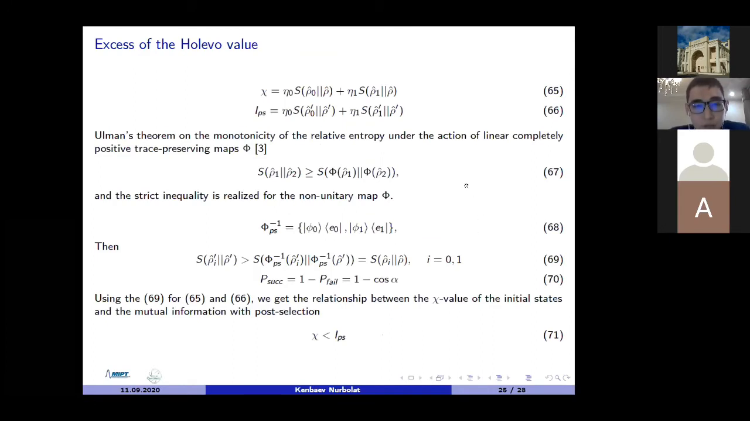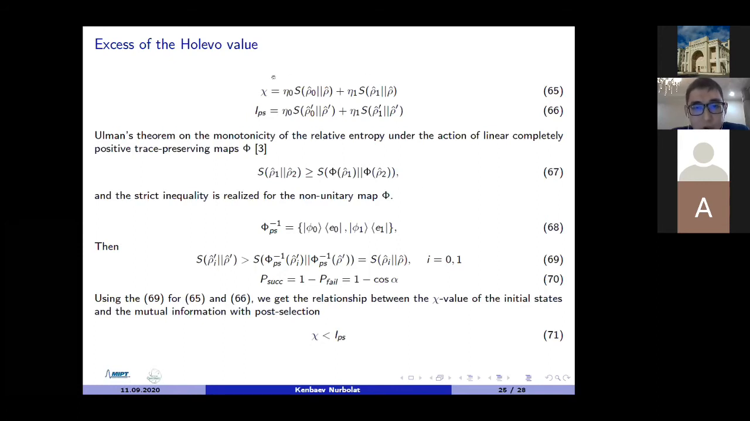Then we will compare the chi value and mutual information. One of the most important results of quantum information theory is the Uhlmann theorem on the monotonicity of the relative entropy under the action of linear, completely positive trace-preserving maps. So this inequality holds, and strict inequality is realized for a non-unitary map. The inverse map to our measurement with post-selection is not unitary because it maps orthogonal states to non-orthogonal. In this way, we have the following equation.